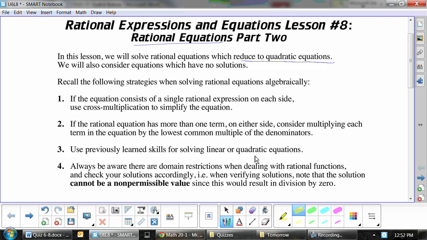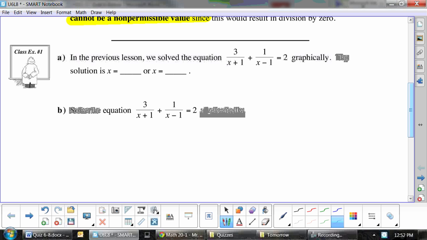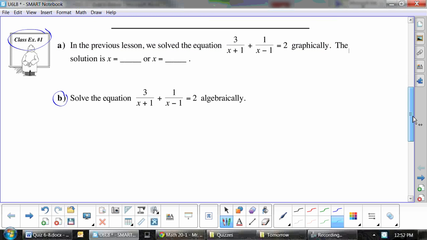The other thing we'll be dealing with today is that all the problems we did on Friday always had a solution, and some of the problems today will not have solutions. Or when we solve for the solution, we'll find that it equals the non-permissible value. So just a few more things to think about today, but I don't think they're really that much harder. So let's do example 1b.